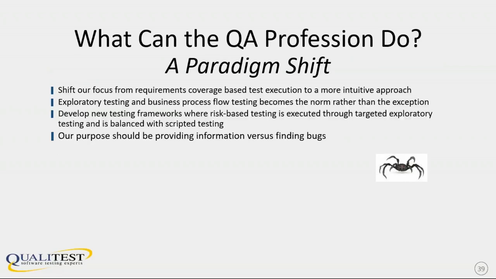So what can we do as a QA profession? Well, I think it really, really needs to involve a paradigm shift. And it doesn't matter what methodology, whether you're using waterfall, agile, DevOps, we still have to shift from the requirements coverage to a more intuitive approach. And I think that becomes even more important in DevOps, and when we get to continuous testing, because we need to optimize our testing. That's really the critical thing in Agile and DevOps. Test optimization means we need to get the biggest bang for the buck out of each test case. We need to have the fewest number of test cases that give us the greatest amount of coverage. And that can be challenging.